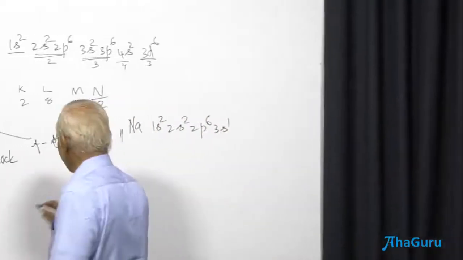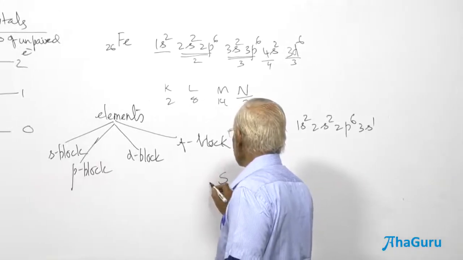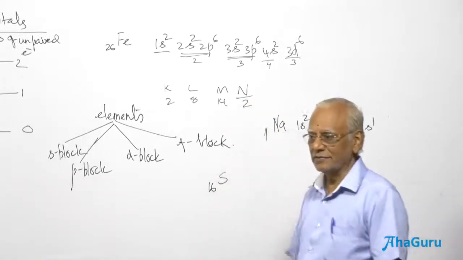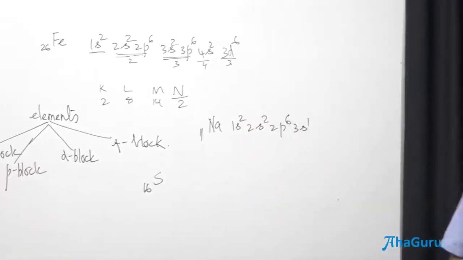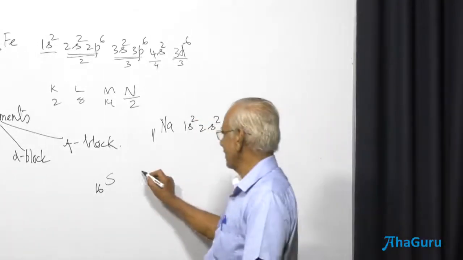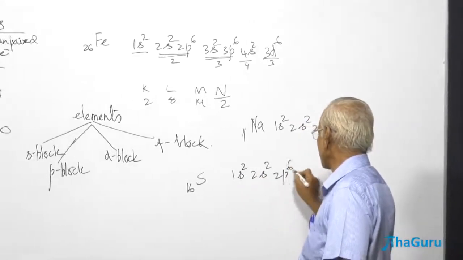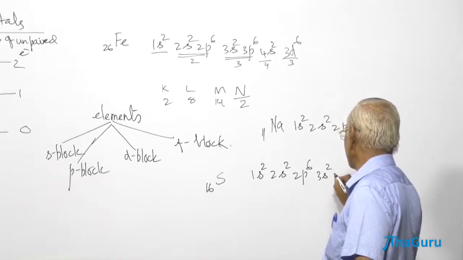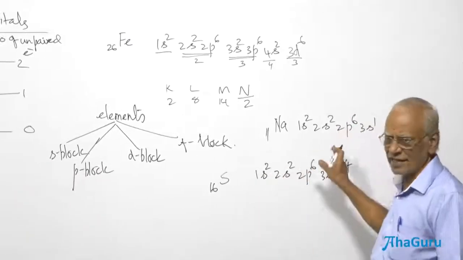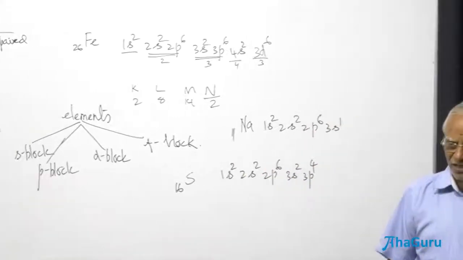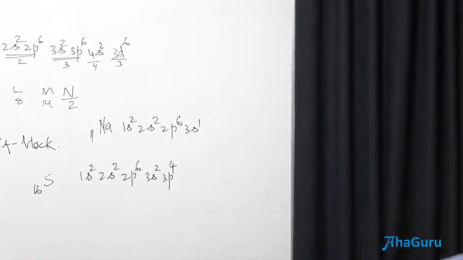S block element. Let me take sulfur. Atomic number is 16. Write it. You should know now. 1s2, 2s2, 2p6, 3s2, 3p4. Where does the last electron, the 16th electron, enter? Into the p orbital. Therefore sulfur belongs to p block element.